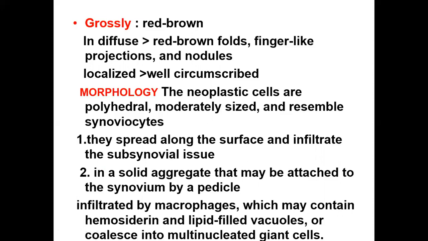Under the microscope, we see neoplastic cells which are polyhedral, moderate-sized, and resemble synoviocytes. They spread along the surface and infiltrate the subsynovial tissue. In a solid aggregate, they may be attached to the synovium by a pedicle. There is infiltration by macrophages, which may contain hemosiderin and lipid-filled vacuoles, and they may form multinucleated giant cells. That is why it is called giant cell tumor of tendon sheath.